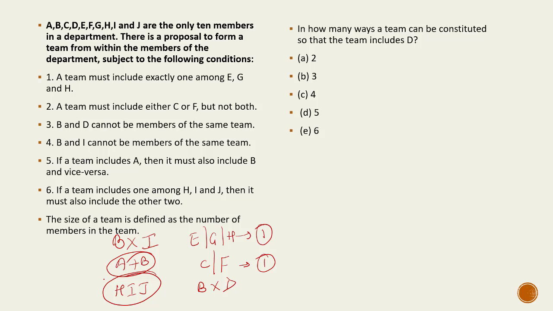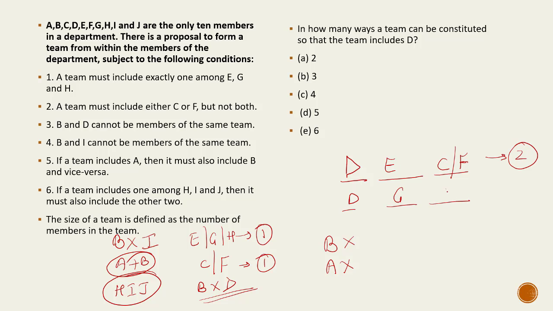Now here in this question, in how many ways can the team be constituted so that the team includes D? Now I have to include D. So the moment I take D, I'm ruling out B from becoming a member of the team. And if B is not there, A can also not be there. Out of E, G, H, if I'm taking E, and out of C and F, I can take any one of them. So there would be 2 ways to form team here. If I'm taking D and then I'm taking G, again any one of C and F can be taken up. So 2 ways to form team here.